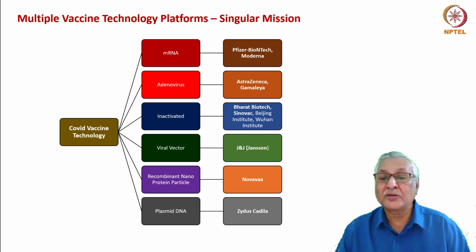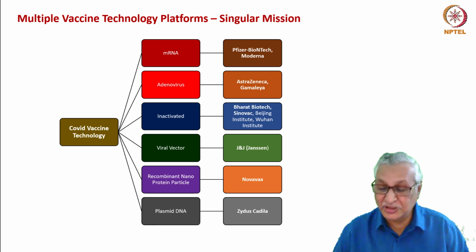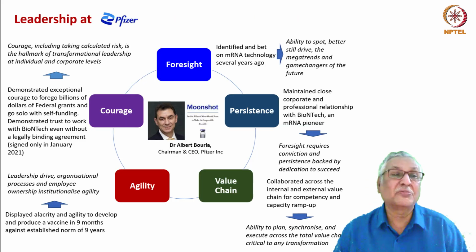Bharat Biotech, Sinovac, Beijing Institute, and Wuhan Institute used inactivated virus technology. J&J resorted to viral vector technology. Novavax looked at recombinant nanoprotein particle, and Zydus Cadila looked at plasmid DNA. Whatever be the routes that are taken, every company strove hard to develop a vaccine, which usually takes 10 to 12 years, in just 10 to 12 months. That has been the speed of development. Of course, for that, emergency funding was provided by the various governments.